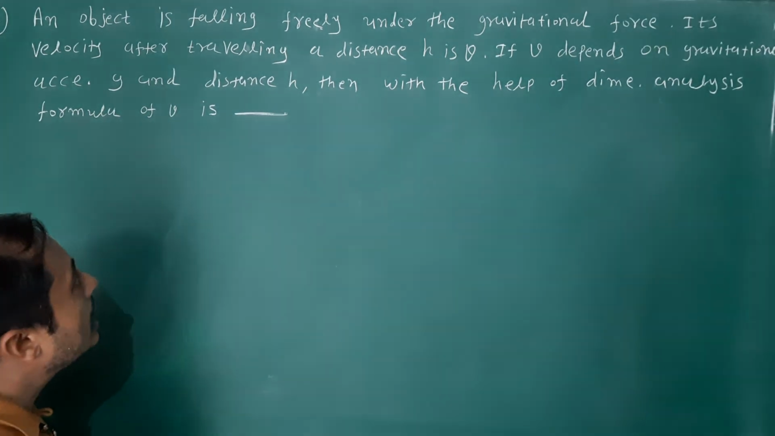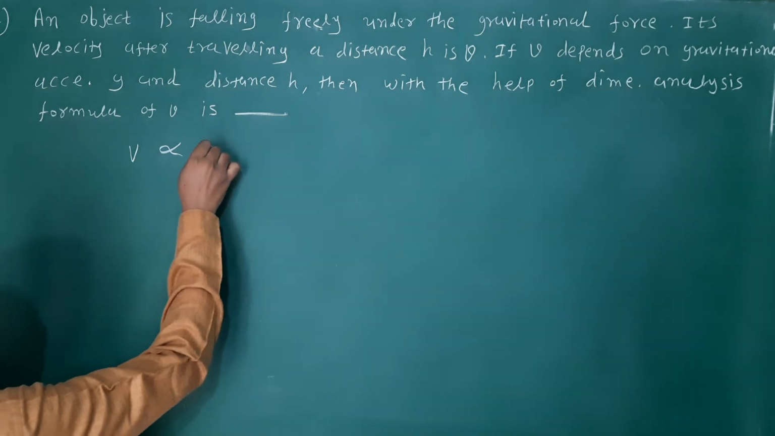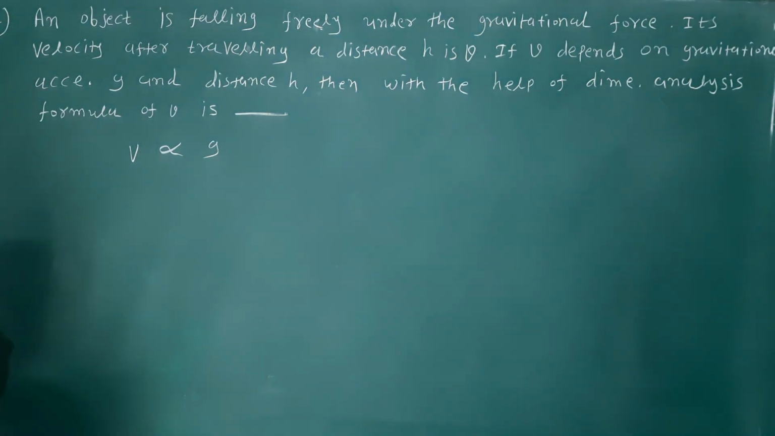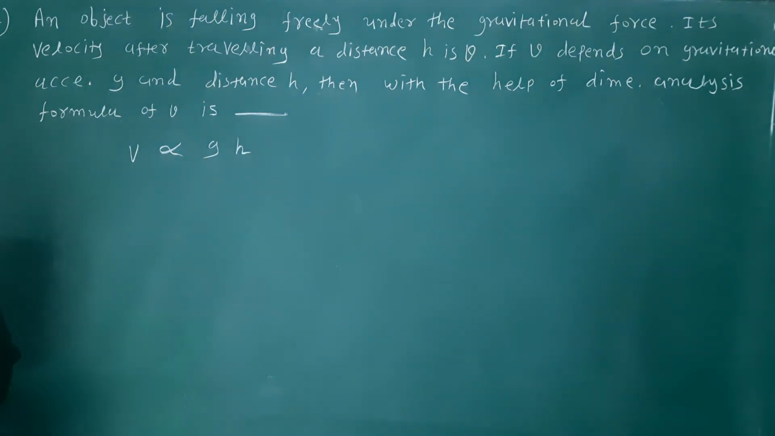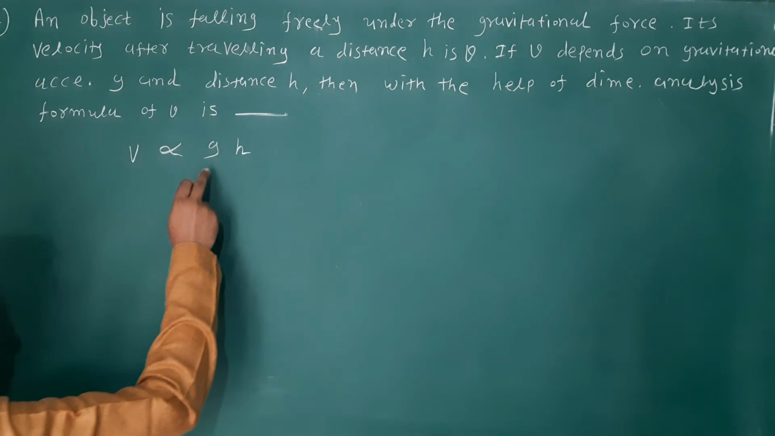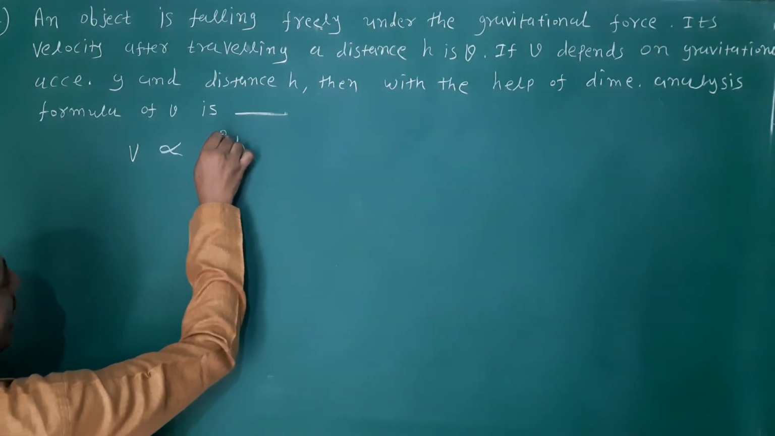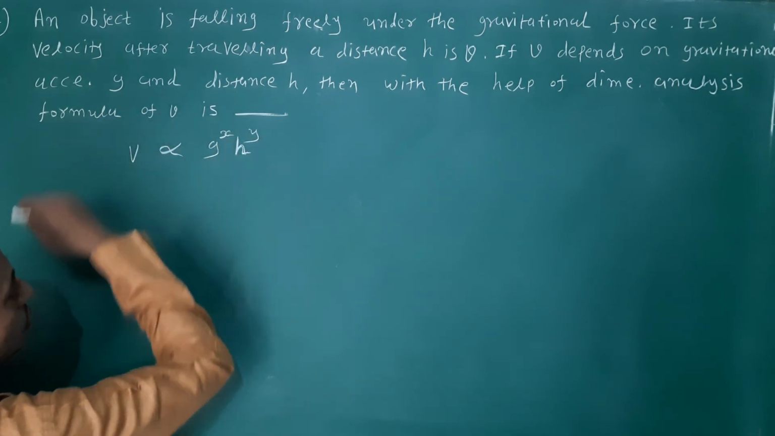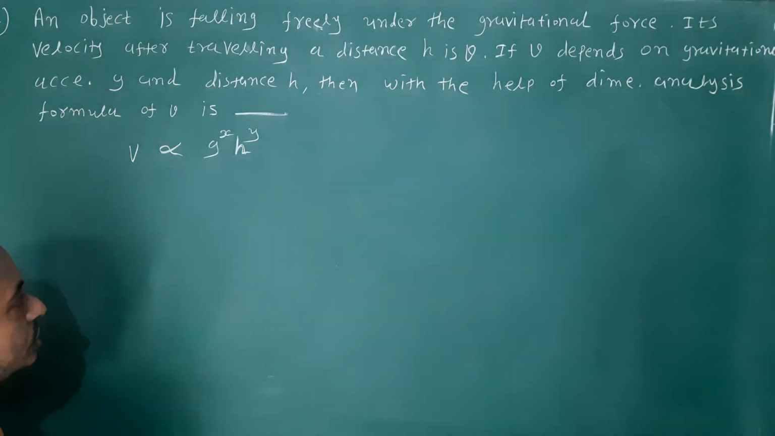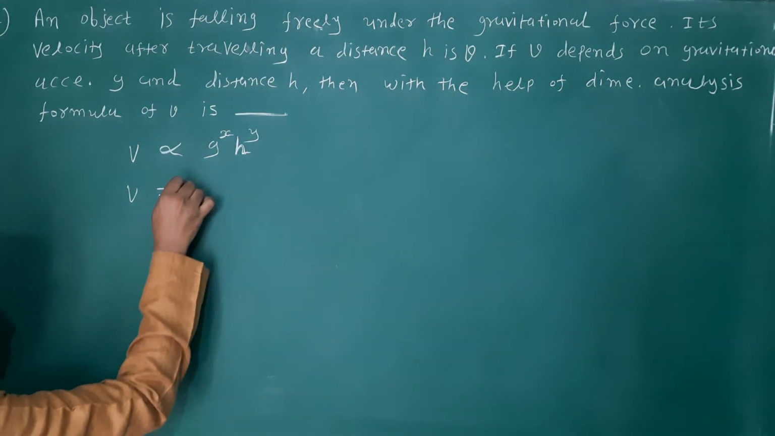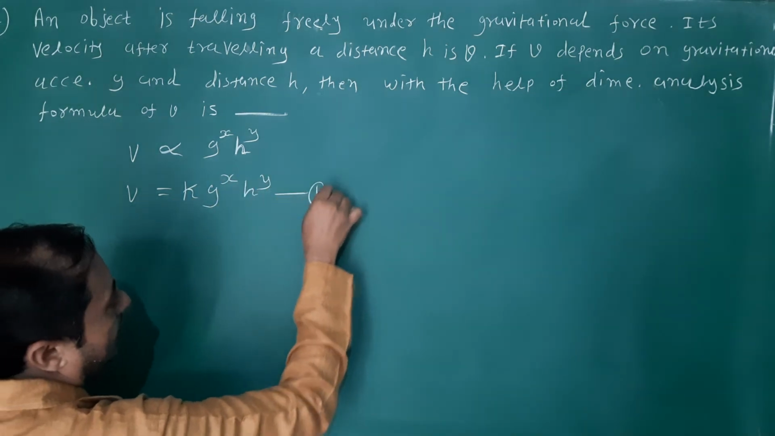Friends, here velocity is directly proportional to gravitational acceleration g and its height h. Okay, but its power is unknown, so we assume here g raised to x and h raised to y. Suppose now we want to remove the proportionality sign, so v is equal to k g raised to x h raised to y. Equation number first.